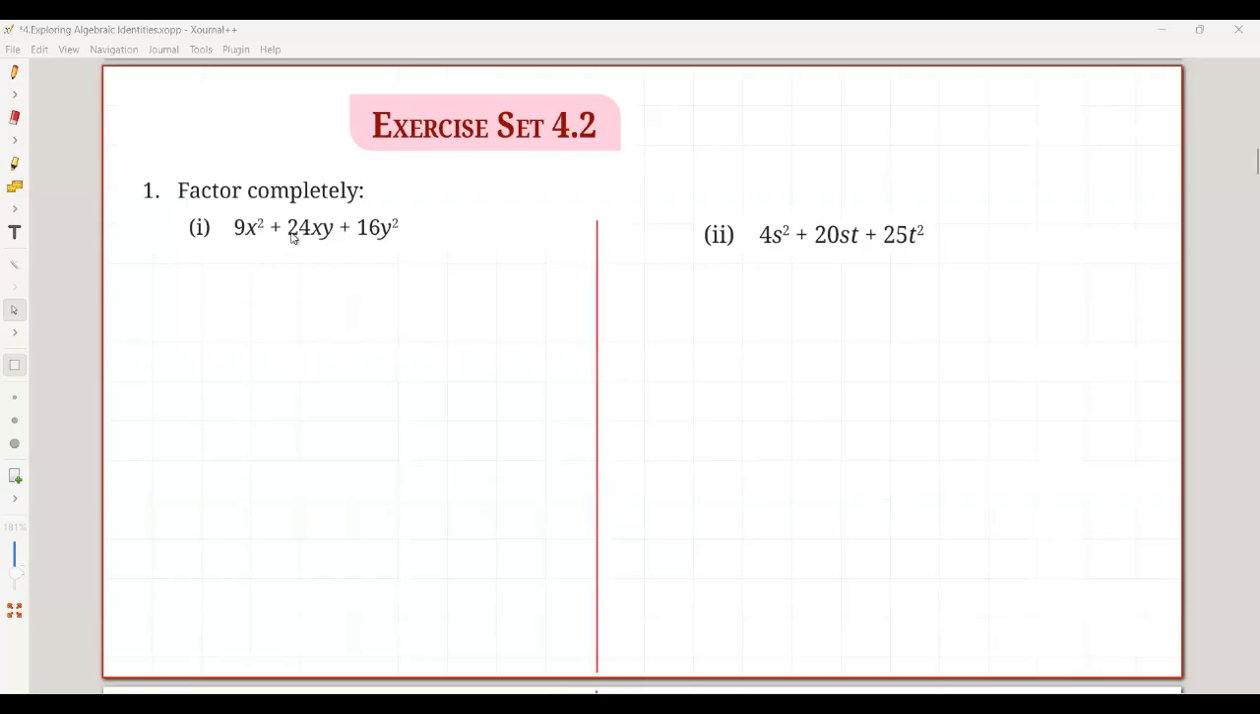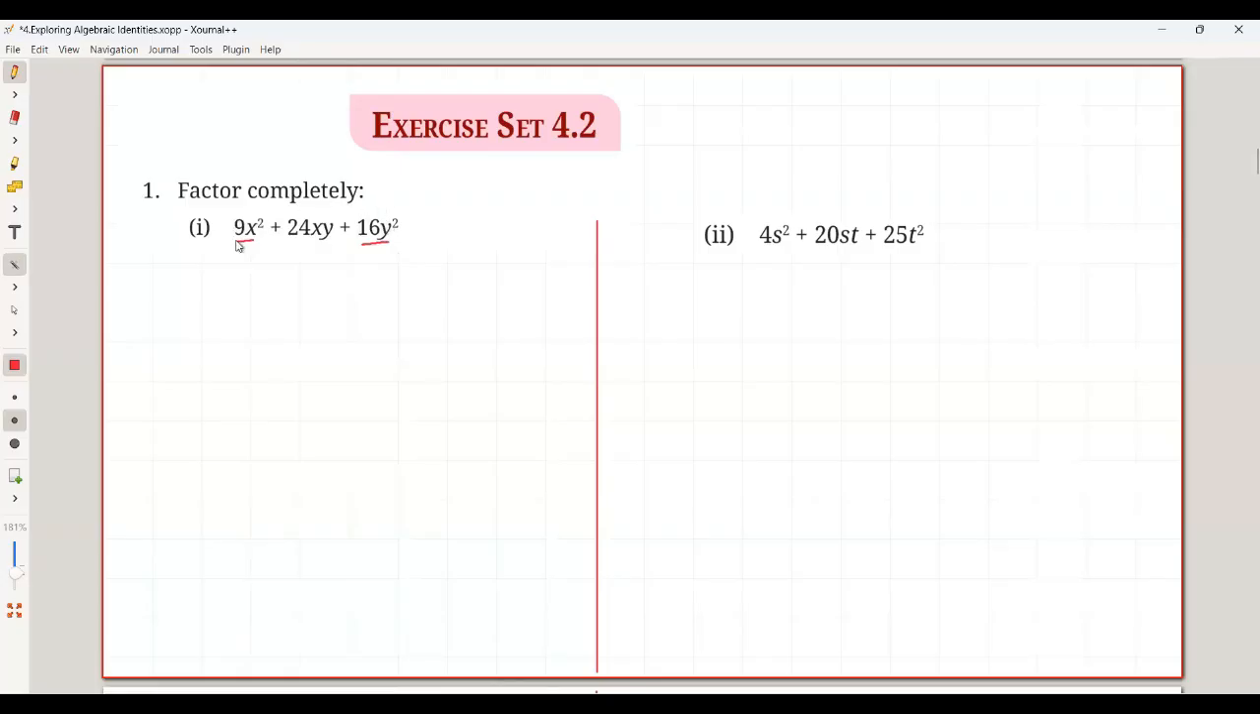Question: 9x square plus 24xy plus 16y square. Whenever the question is given like this, mostly the first term and the last one will be perfect square numbers. We can easily make them into squares, and then only can you use the identity formula. So this should be in the form of a square, and this should be in the form of b square.